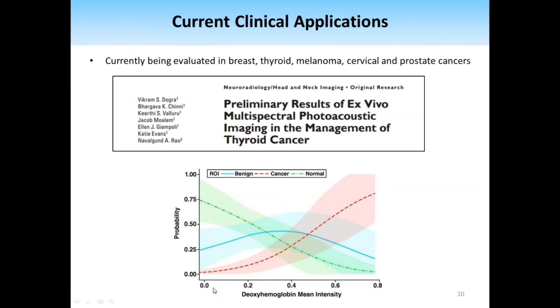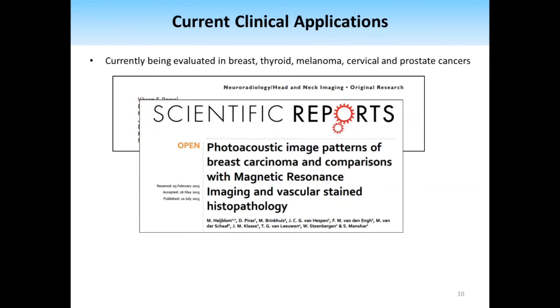What they found is that as the levels of deoxyhemoglobin increased, the probability that it was actually cancer and malignant increased as well, which goes back to that first slide on tumor oxygenation. So essentially, tissue which had lower oxygenation was more likely to be malignant. And then just another paper.